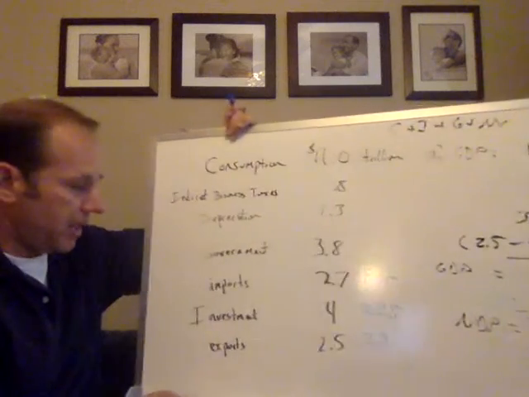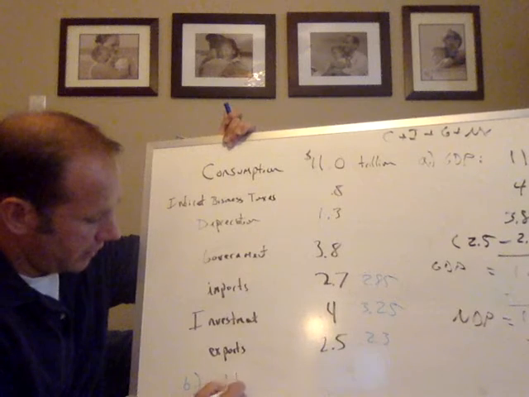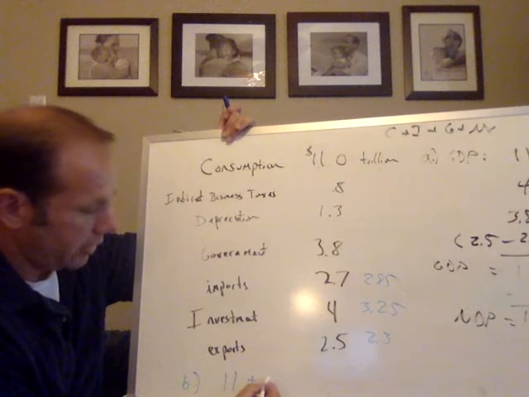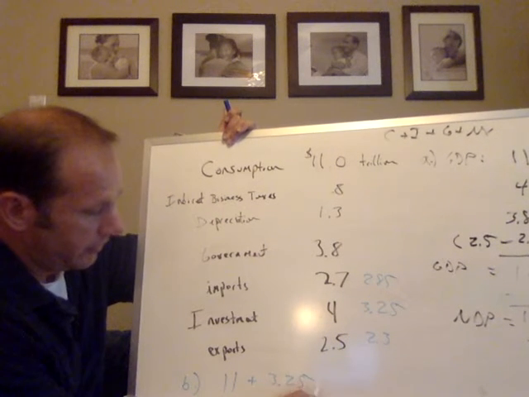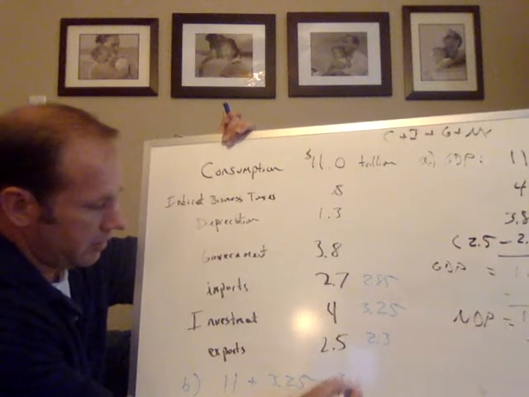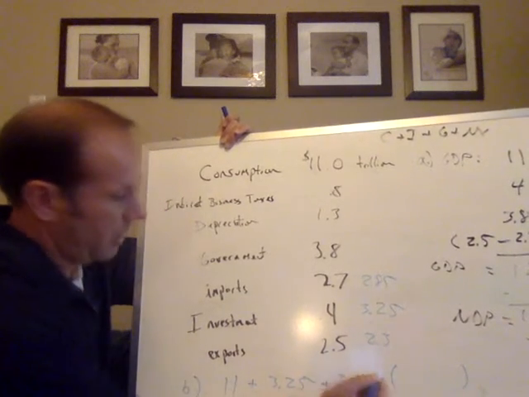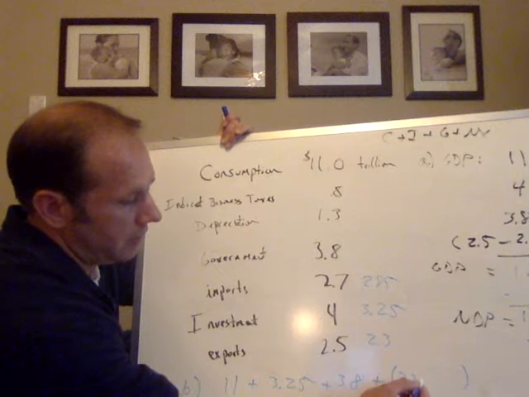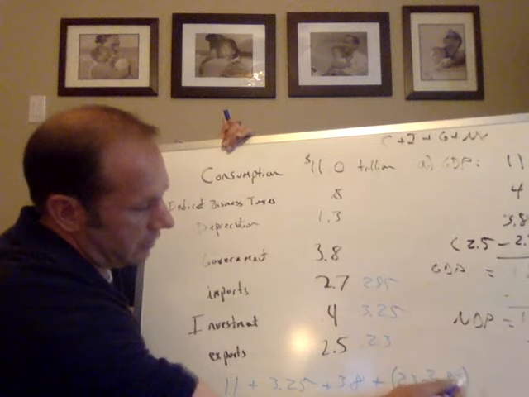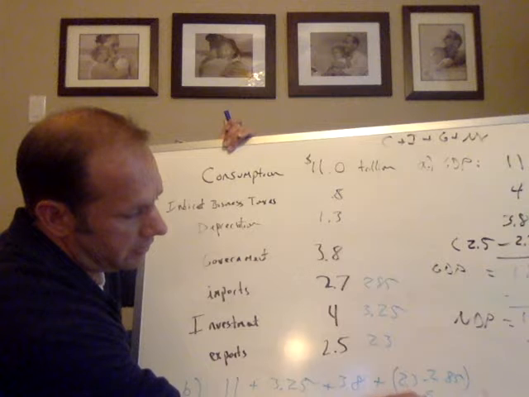So if I work across the bottom here, this is for letter B. C is still 11, plus I. He changed I, so I'll go with the blue. He now called it 3.25. Government is pretty constant, 3.8, plus net exports, which is going to be exports minus imports. So now we're at 2.3 minus 2.85, which is a negative 0.55 I'm seeing here.